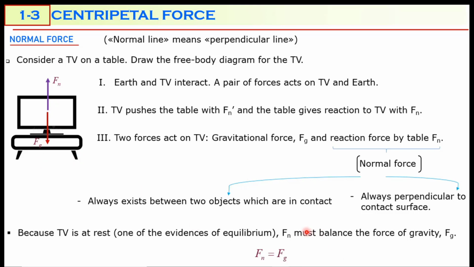So that's why these two forces must be equal in magnitude. Yes, Fn and Fg are equal in magnitude, so the sum of them is equal to 0. That's why the television stays in place. If one force is greater than the other, it would start accelerating in the direction of the greater force, but it does not. So these two forces are equal in magnitude and the sum of them is equal to 0. It's the condition of equilibrium according to the first law of motion. And this is what normal force is.